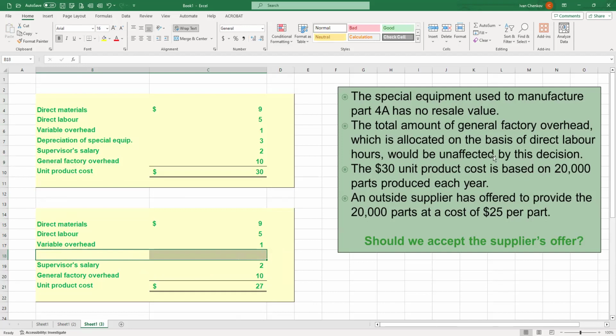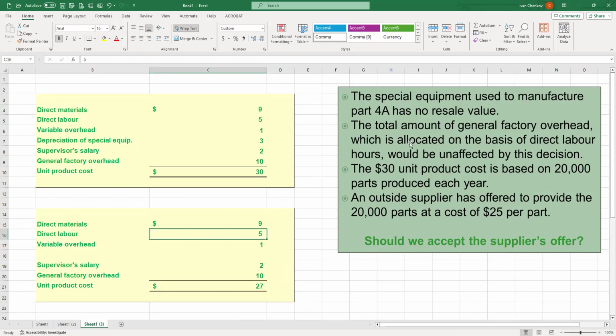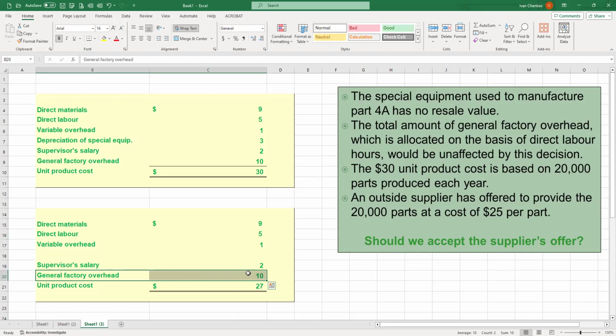Next, the total amount of the general factory overhead, which is allocated on the basis of direct labor hours, would not be affected by this decision. So regardless of what we decide, if we discontinue our item, this general factory overhead will be assigned to another division. We cannot save on that. So that's irrelevant.